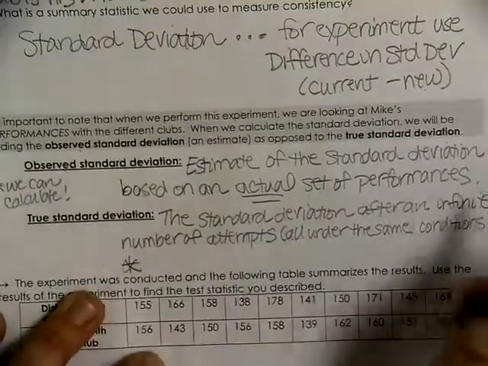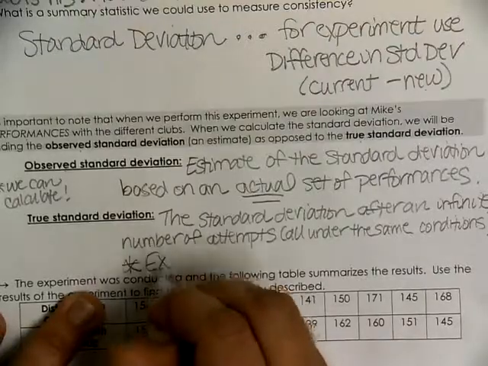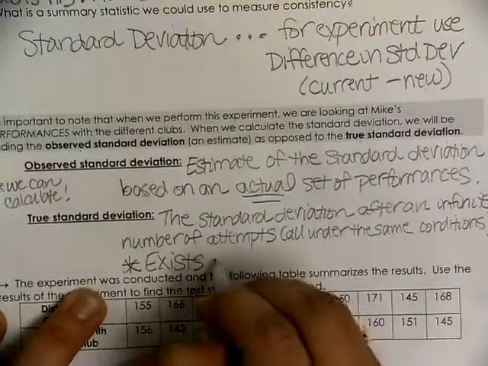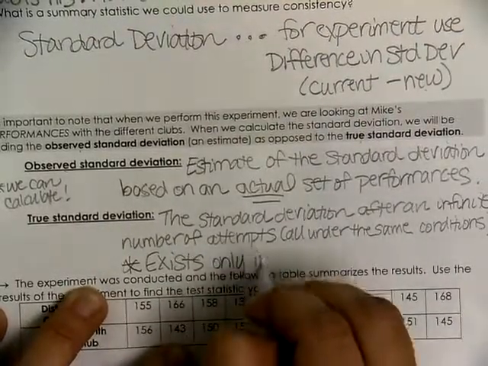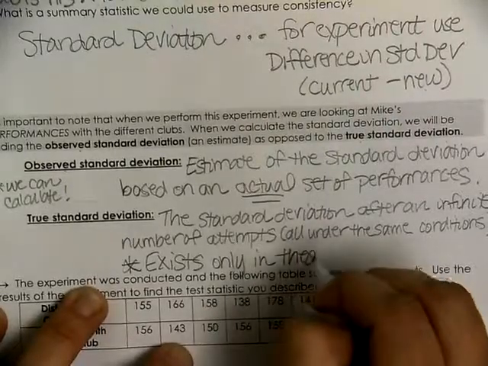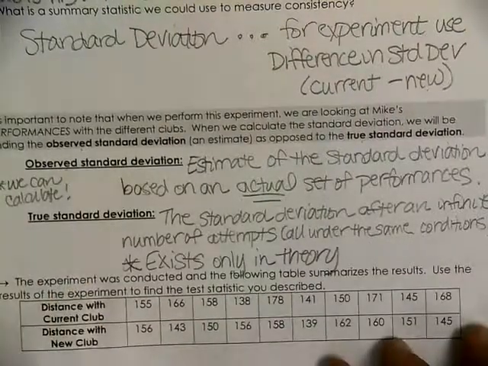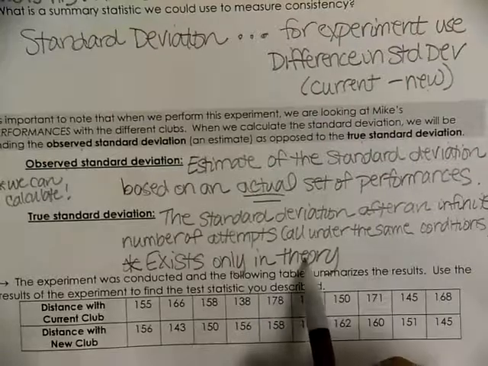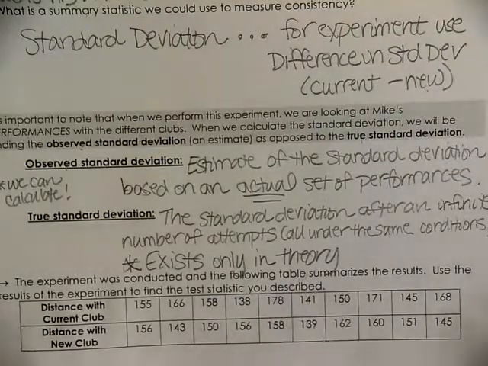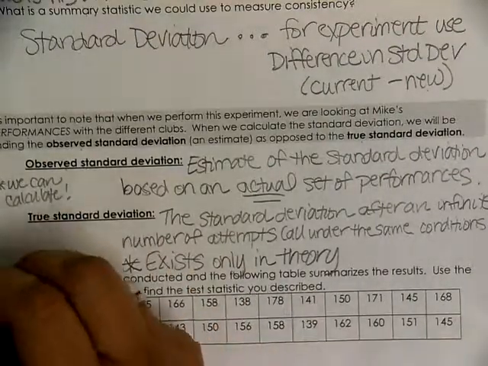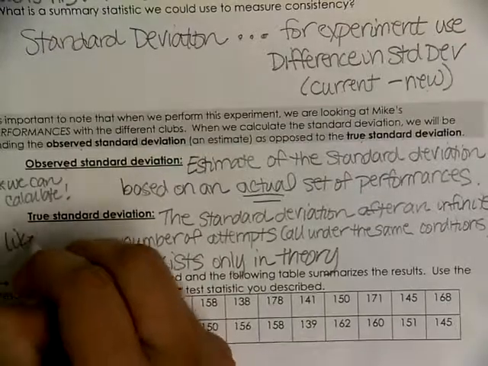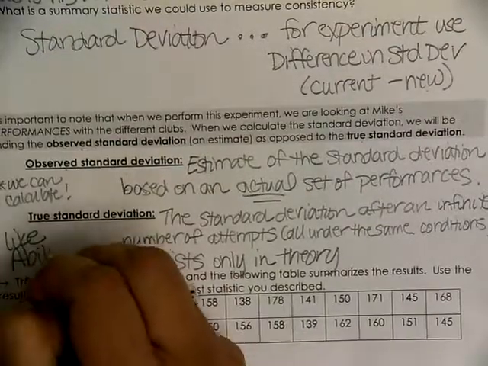So because it's after an infinite number of attempts, notice that the true standard deviation exists only in theory, and it's not something that we're ever going to be able to find. What does this definition sound an awful lot like? Doesn't it sound an awful lot like ability? And that's what we want to remember about the true standard deviation.